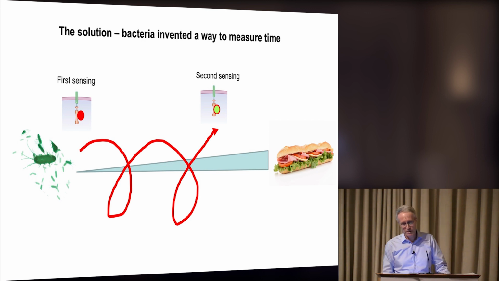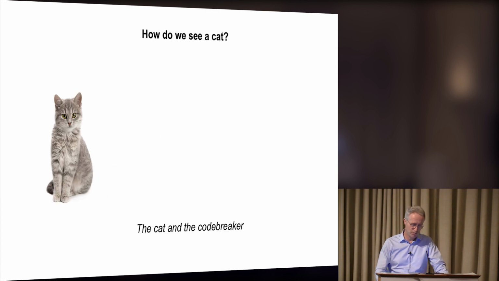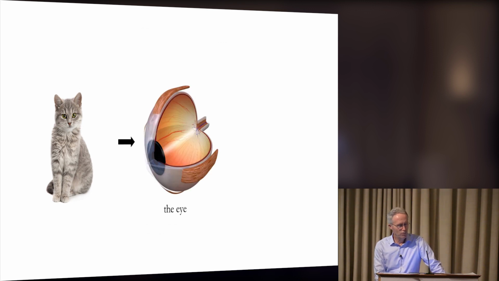Now, why don't we think about something a little bit different now, something a bit closer to us, which is how do we see a cat? And I'm going to tell you a story about the cat and the code breaker. Well, when you see a cat, of course, you see it with your eye, and that image impinges on your retina, whereupon that image is converted into electrical activity that goes out in the optic nerve.